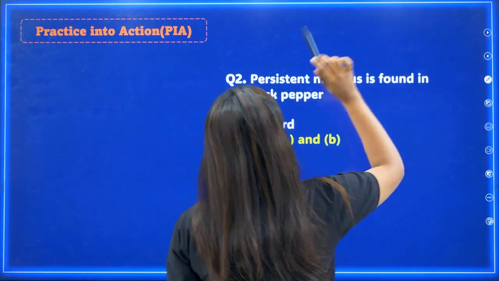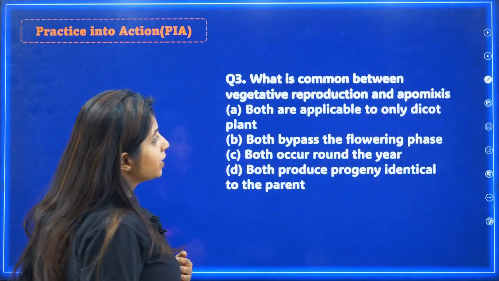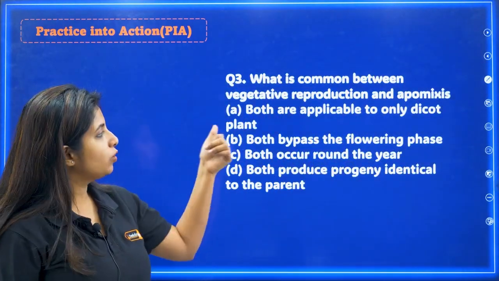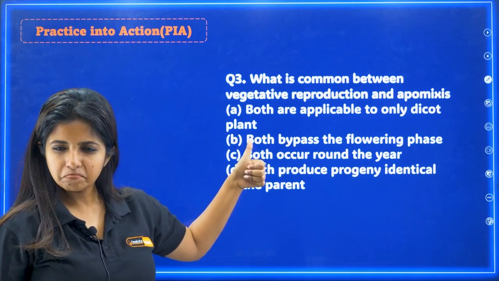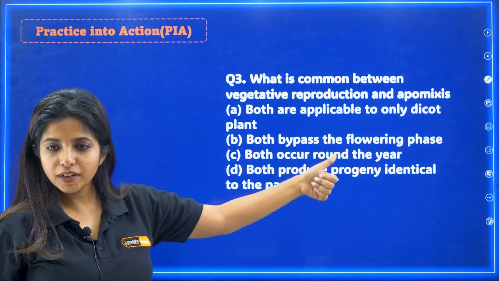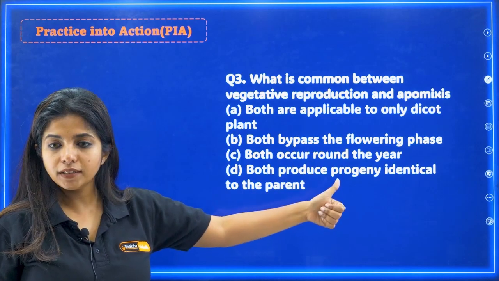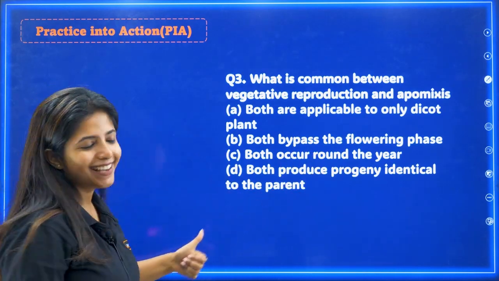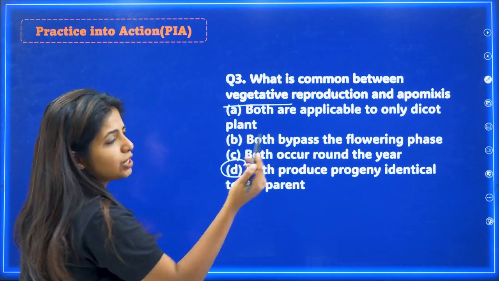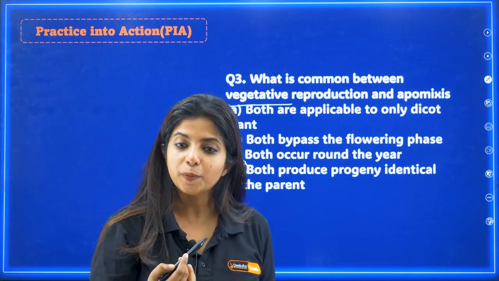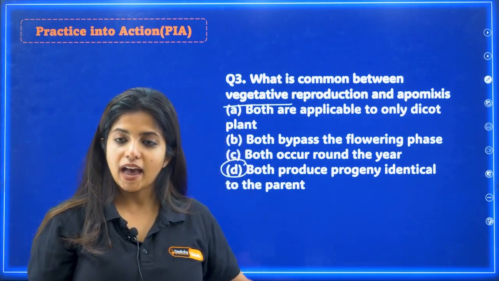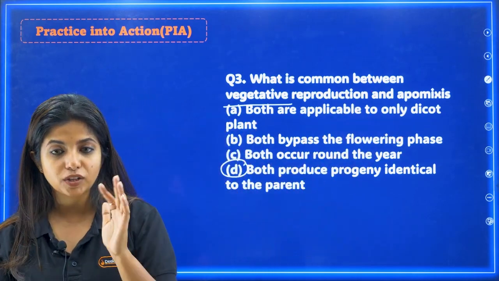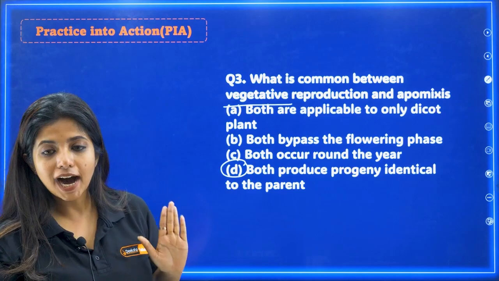Okay, next question. What is common between vegetative reproduction and apomixis? Both are applicable to only dicot plants. Both bypass the flowering phase. Both occur around the ear. Both produce progeny identical to the parent. Yes, because vegetative reproduction basically means an asexual mode of reproduction only, right? And apomixis is also like that. So both produce progeny identical to their parents. They produce clones. So D becomes your answer.